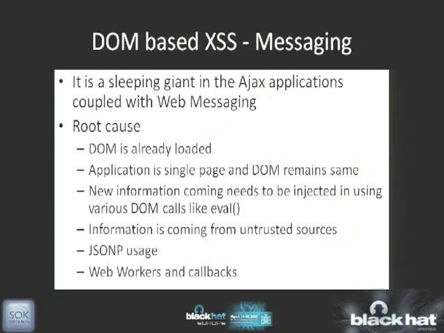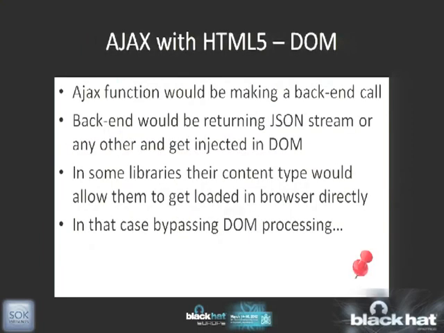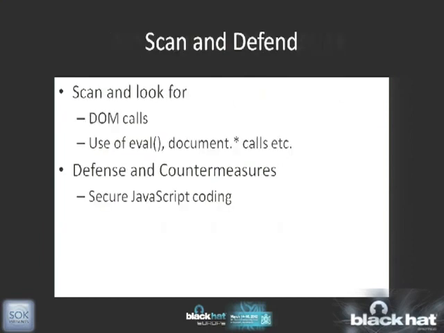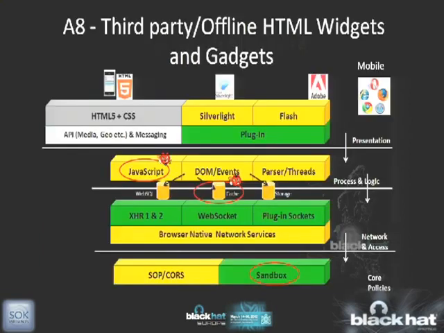The root cause is essentially that the DOM is already loaded. You have evals, you have JSON padding, and so on. So there are tons of different mechanisms by which a DOM-based XSS can happen. And then you have an Ajax function doing a dynamic eval where the DOM can be injected with content. So this is an interesting vector where you need to check for the DOM calls, check for the evals, and so on, and then you have to use secure JavaScript coding.